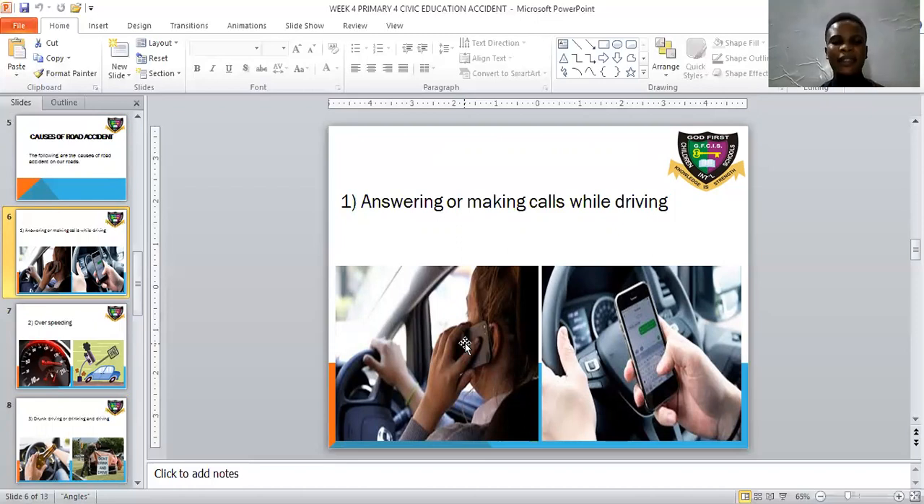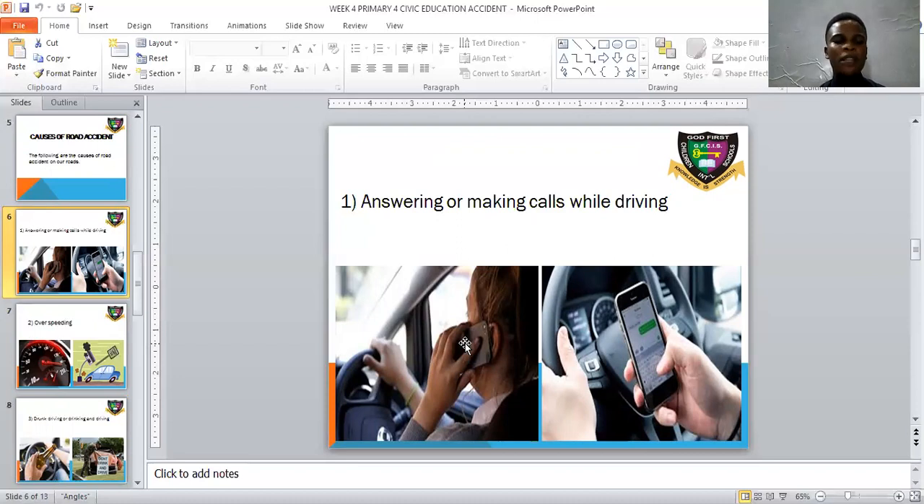Is that taken? Just imagine you picking a call while driving and you receive bad news. You know what can happen when you receive bad news? You can just lose control of the car and that will mean a fatal accident. It will result in a fatal accident. So the best thing to avoid such is to what? Is to not pick the call at all. Don't pick the call in the first place.